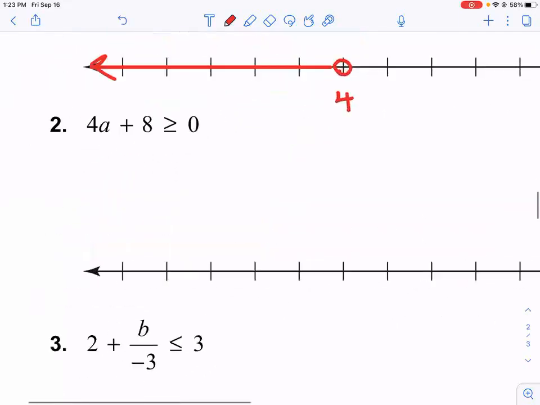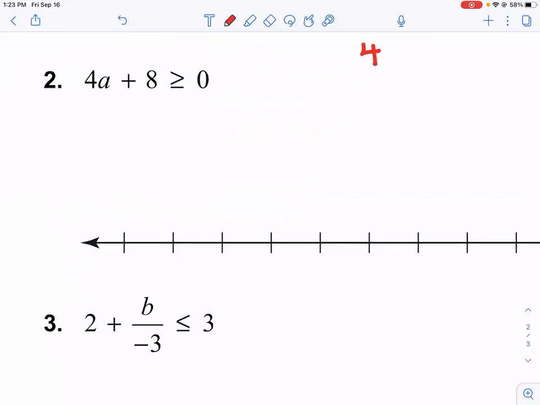Solve number 2. Without me, solve number 2. Ready, set, go. You have 45 seconds. Solve number 2, with a little bit more, a little bit quicker pace. Got it.